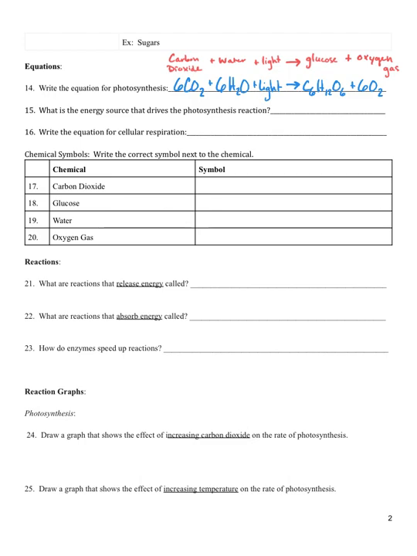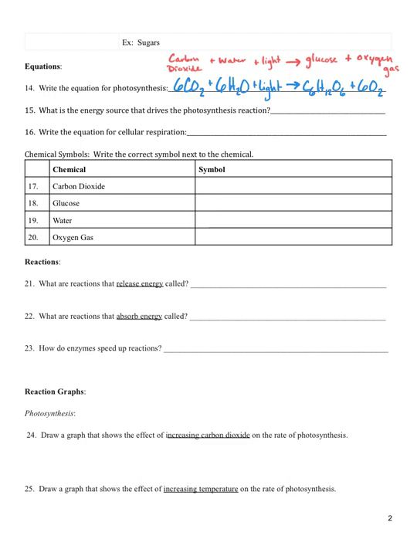When you write the equation for photosynthesis, you can write it either with chemical symbols, like it's shown here in blue, or you can write it with words, like it's shown in red. Number 15 says, what is the energy source that drives the photosynthesis reaction?